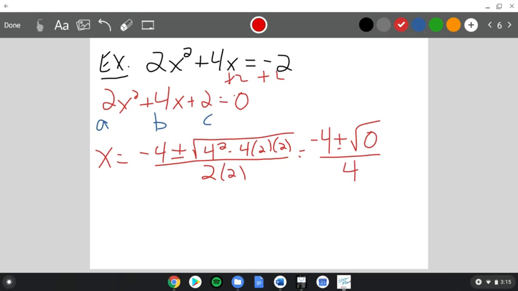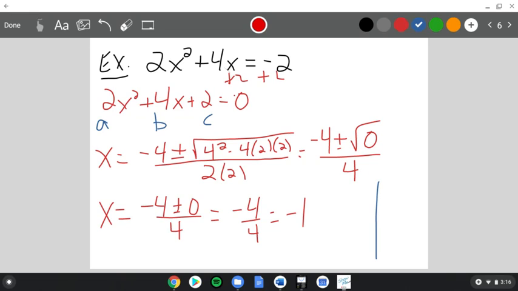Okay, so the discriminant is 0. That tells us that there's just one real solution. And that's because if you do the square root of 0, it's just 0. And it doesn't matter if we add 0 or subtract 0, we're going to get the same thing. So it's just crossing the x-axis, or touching it really, at negative 1.